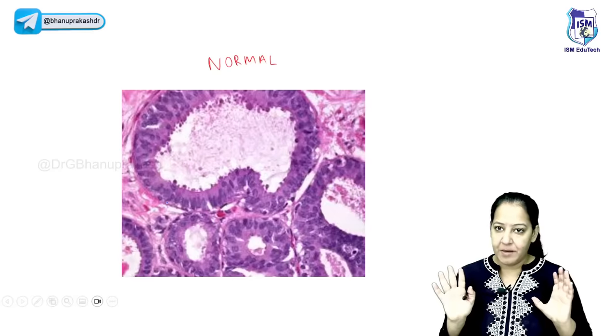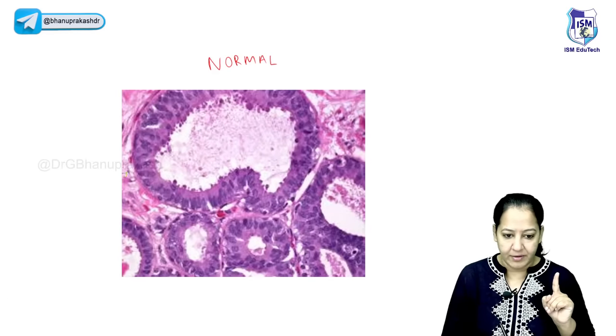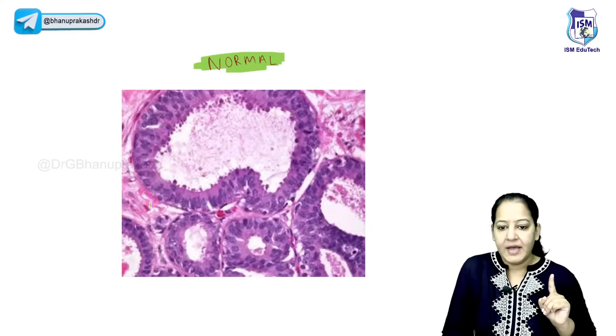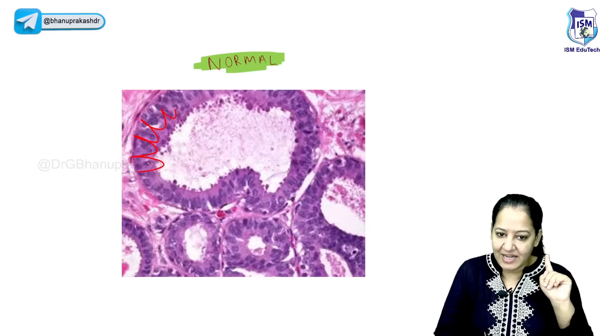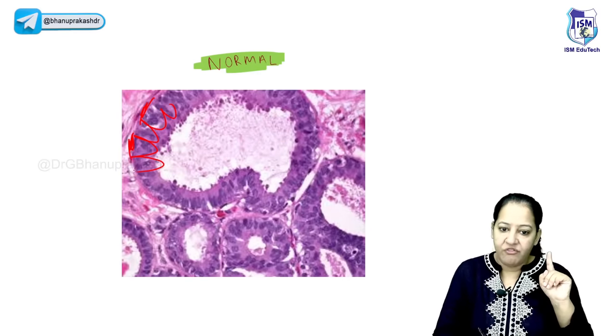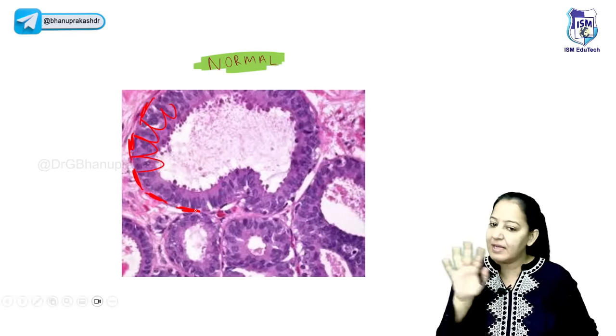You can see this is the normal breast. This is normal. I'm not teaching you. This is not tumor. This one is normal. You all can see, in the normal, I taught you, there is double lining. You can see this is all epithelial cell, and this is myoepithelial cells, outer. So this is the normal breast.